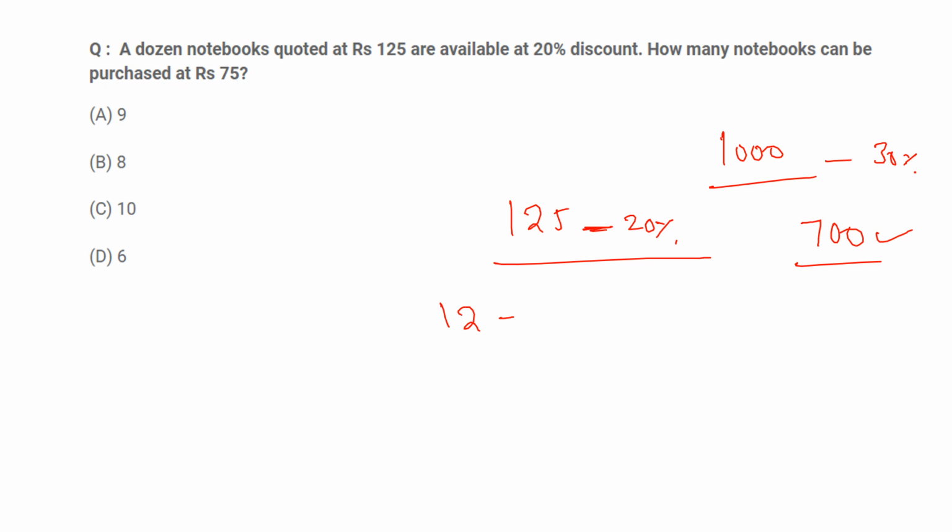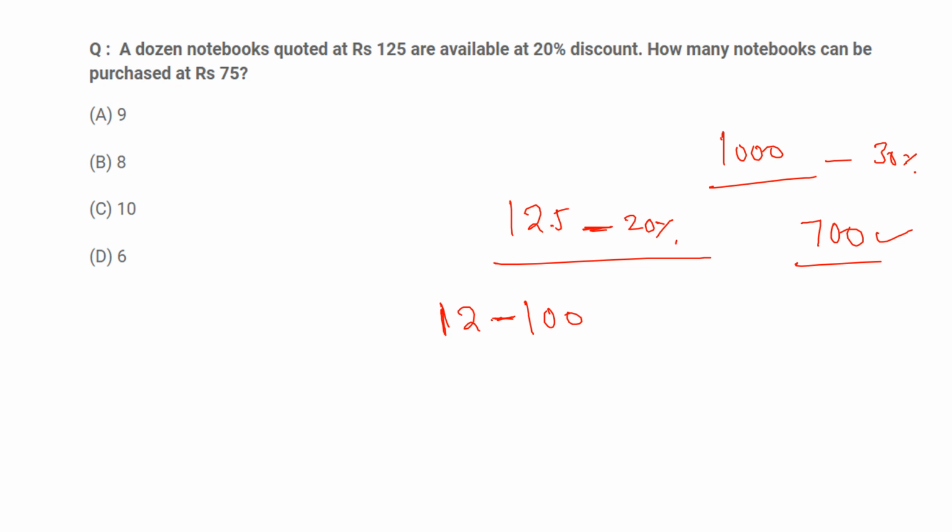What does the 20% discount mean? 10% means 12.5, 20% means 25. If you deduct 25 rupees from 125, then we can get 12 books for 100 rupees, right? That's it. Already you have the value, right? 12 books cost 100 rupees.